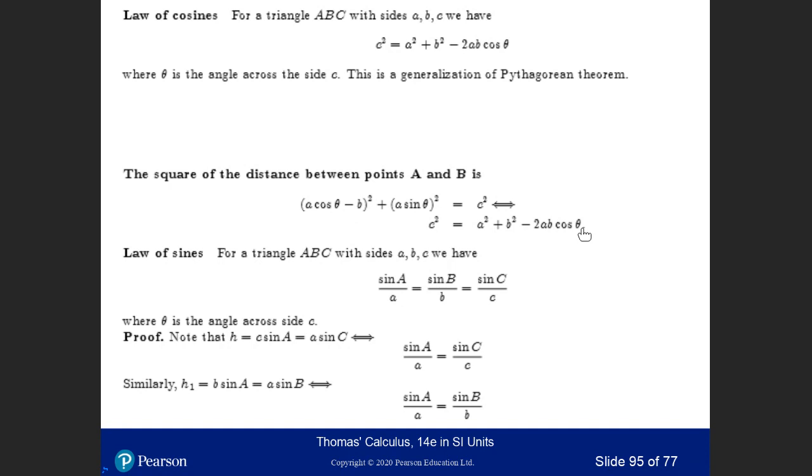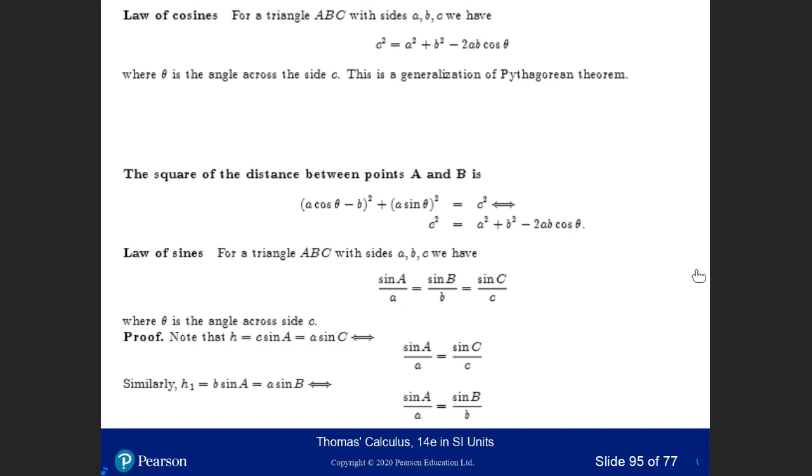The law of cosines is actually a generalization of the Pythagorean theorem. Because in the Pythagorean theorem, if you have a right angle, c squared is equal to a squared plus b squared. This term is 0 if you have a right angle. Theta is a right angle, it's pi over 2, and cosine of pi over 2 is 0. So the law of cosines is the generalization of the Pythagorean theorem for triangles which do not have pi over 2 as an angle.